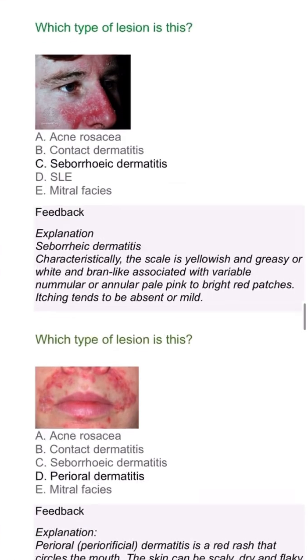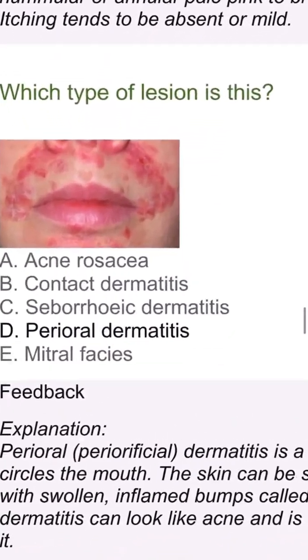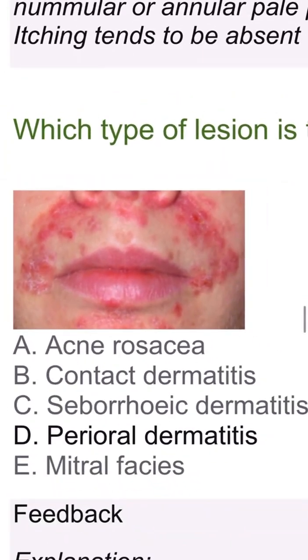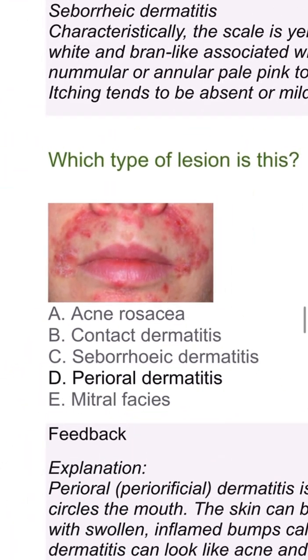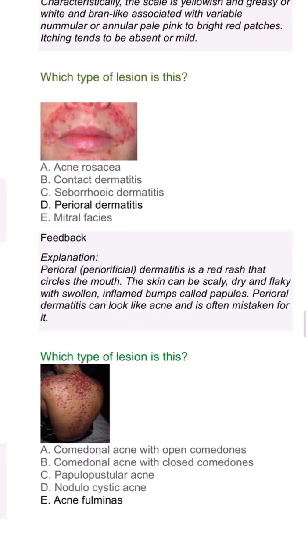Or mild. Okay, so seborrheic dermatitis. Which type of lesion is this? You can see here around the oral cavity. So it is perioral dermatitis, around the oral cavity. Perioral dermatitis is a red rash that circles the mouth. The skin can be scaly, dry, and flaky with swollen, plump bumps called papules. Perioral dermatitis can look like acne and is often mistaken for it.